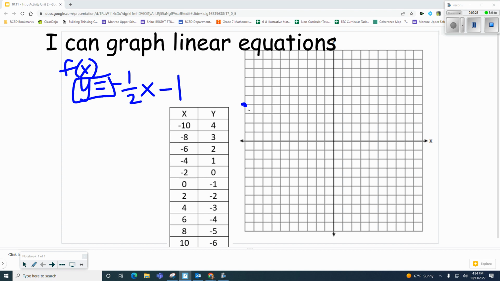-8, 3, 1, 2, 3, 4, 5, 6, 7, 8, 1, 2, 3. Okay. -6, 2, I go left 6, 1, 2, 3, 4, 5, 6, up 2. Now so far it's looking good. It's making a straight line. So go ahead and pause the video here, and then you can plot the rest of these points.